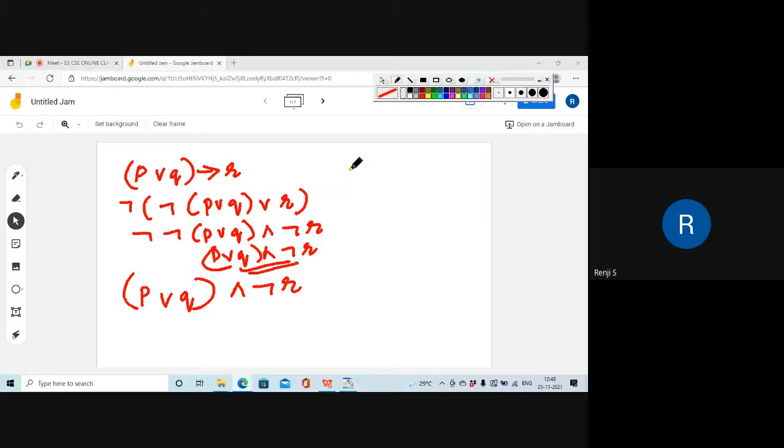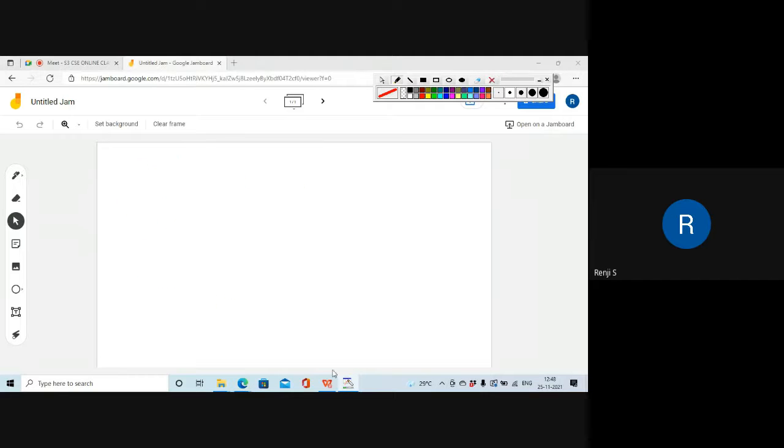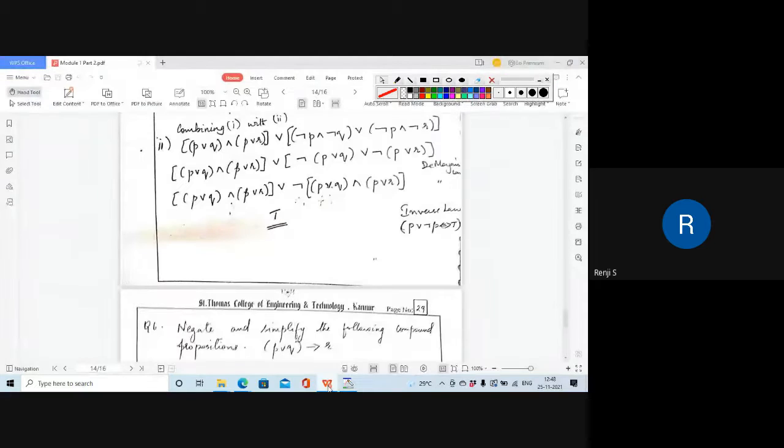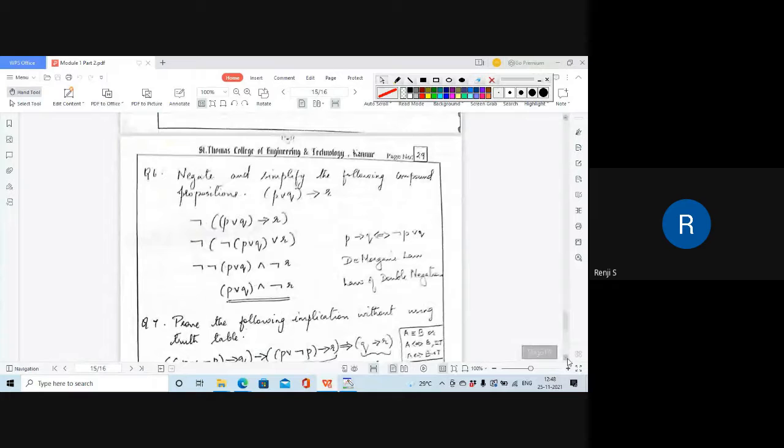Is it clear? So, it is given in notes also. First you apply the implication law, then you apply De Morgan's law, finally apply the double negation law to eliminate this double negation, and then you get the answer. Is it clear?